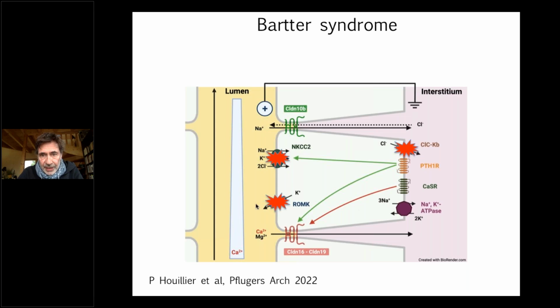Bartter syndrome causes a defect in sodium chloride reabsorption in the thick ascending limb because of mutation in the gene encoding this transporter, NKCC2, or this potassium channel, or this chloride channel, or a subunit of this channel named Barttin. In all instances, the decrease in sodium chloride reabsorption decreases the voltage, which is the driving force for calcium reabsorption along the paracellular pathway. And actually, patients with Bartter syndrome are often hypercalciuric because of decreased calcium reabsorption here.